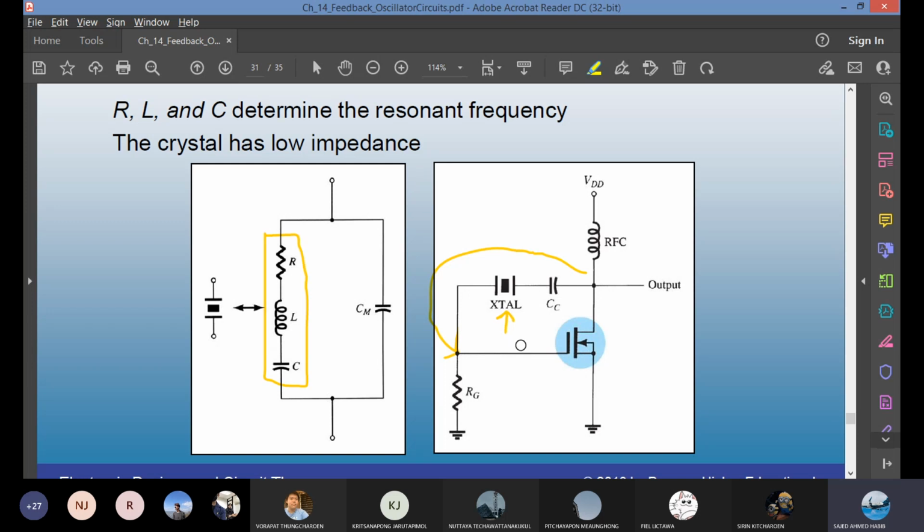So if you put the crystal like this in a circuit, it is operating in series resonant mode. It has low impedance. We don't have calculations that I asked from the crystal oscillator or even the unijunction.